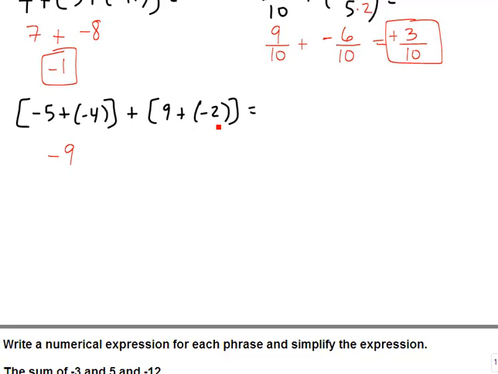9 plus -2, this time we have a positive plus a negative, so we subtract. 9 take away 2 is 7. The 9 is larger and it was positive, so 7 stays positive. And then in between these we have that plus sign. So now the problem becomes -9 plus a 7. A negative plus a positive means subtract. 9 take away 7 would be 2, and since the 9 is larger and it's negative, our answer is going to stay negative. So -2.